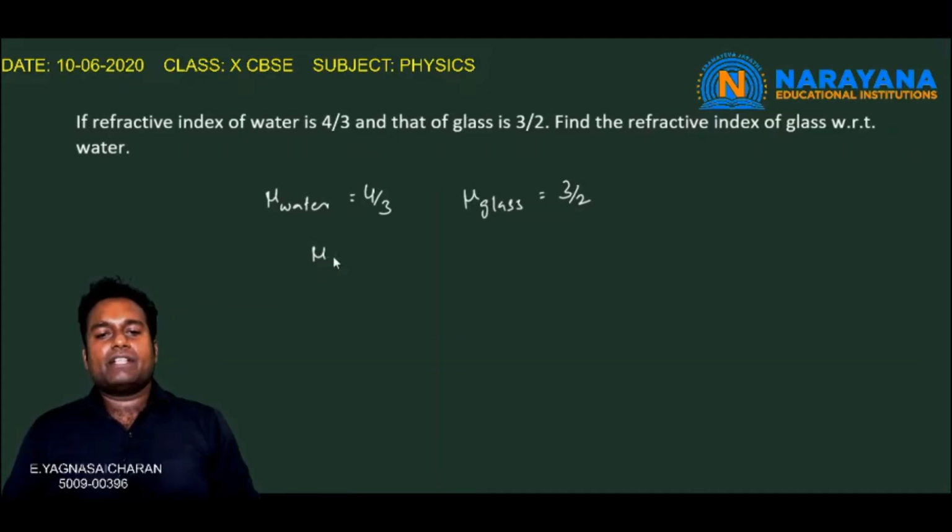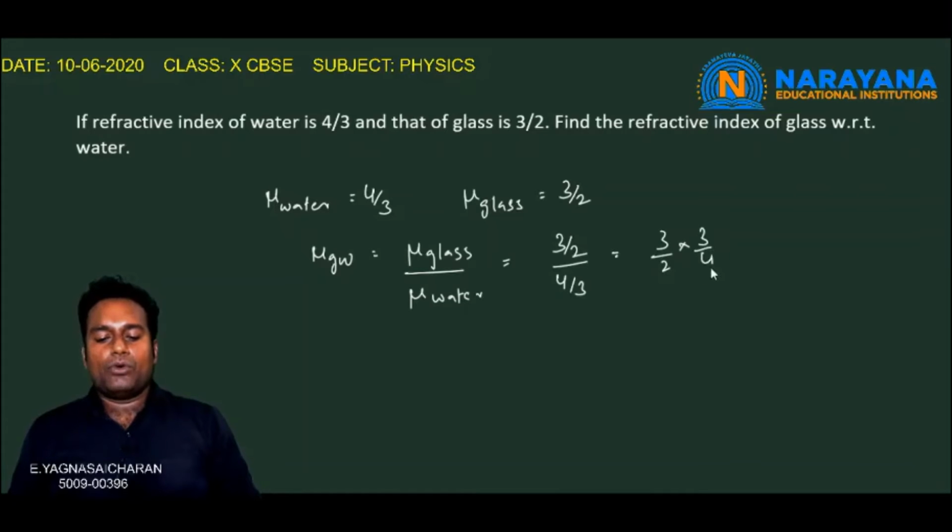So the refractive index of glass with respect to water is given as refractive index of glass upon refractive index of water. So this value is 3 by 2 upon 4 by 3. So this is 3 by 2 into 3 by 4. So the value is 9 by 8. Therefore, the refractive index of glass with respect to water is 9 by 8.